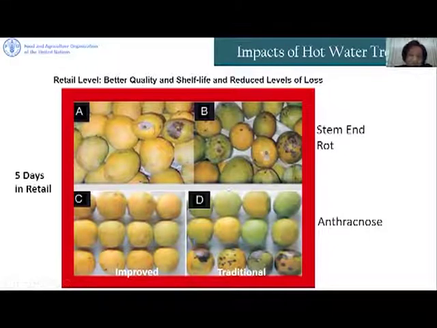Now to address the latent infestations, the anthracnose infestation and stem-end rot, if you look on the left-hand side, A and C, you see how attractive the mangoes actually look. Of course, we did not accomplish 100% reduction of the stem-end rot in A, but you have a very substantial difference in what you see in B compared to A. The same goes for the anthracnose: you can see what happens in the traditional system versus the improved system. There's a significant difference in the appearance and quality over 5 days in retail.